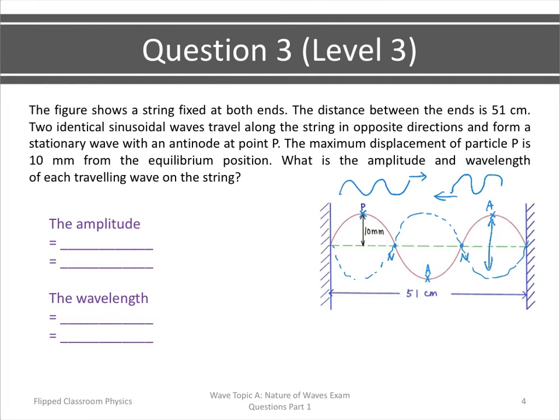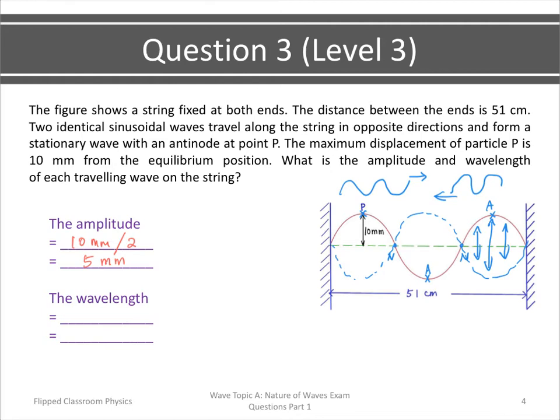At the antinode, the wave vibrates with an amplitude equal to the sum of the amplitudes of the two traveling waves. Therefore, the amplitude of each traveling wave will be 10 mm divided by 2. That is 5 mm.